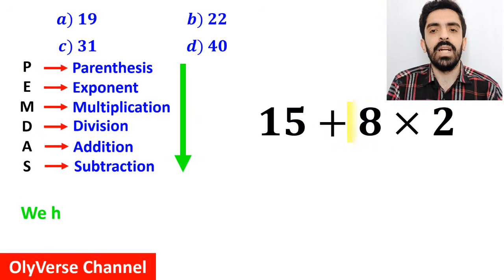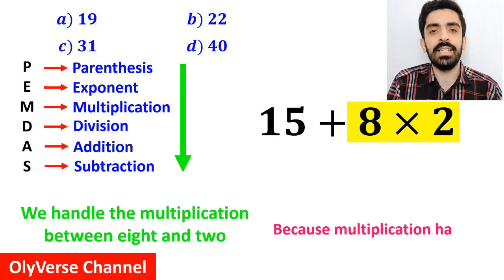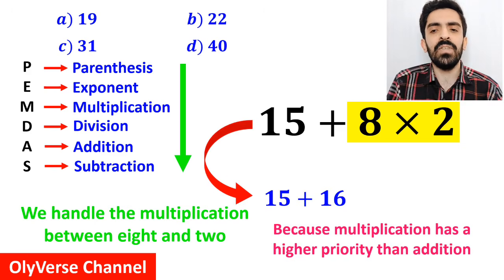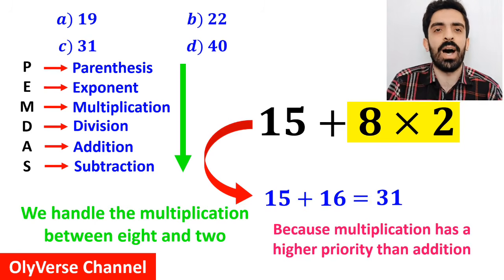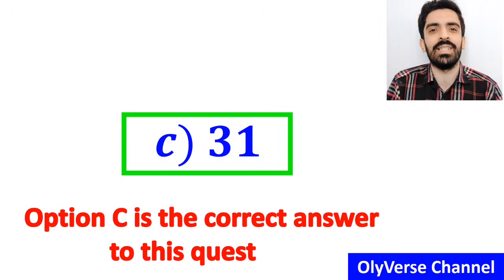In the final step, we handle the multiplication between 8 and 2, because multiplication has a higher priority than addition. And this expression simplifies to 15 + 16, which ultimately gives us the answer 31. That's great. Option C is the correct answer to this question.